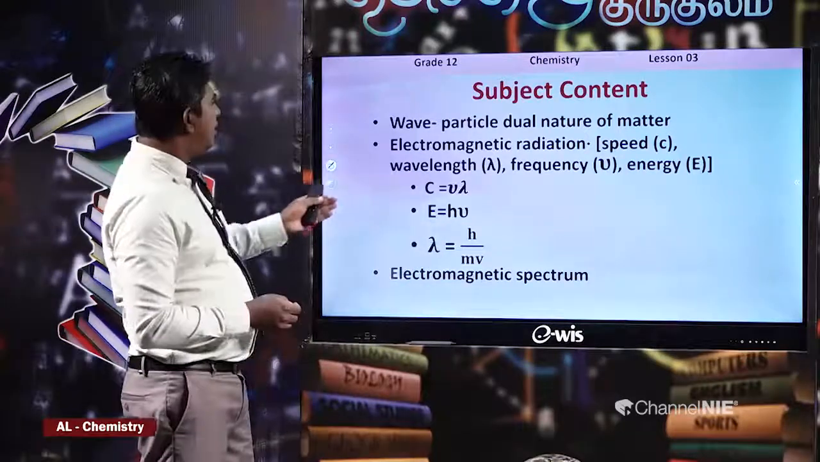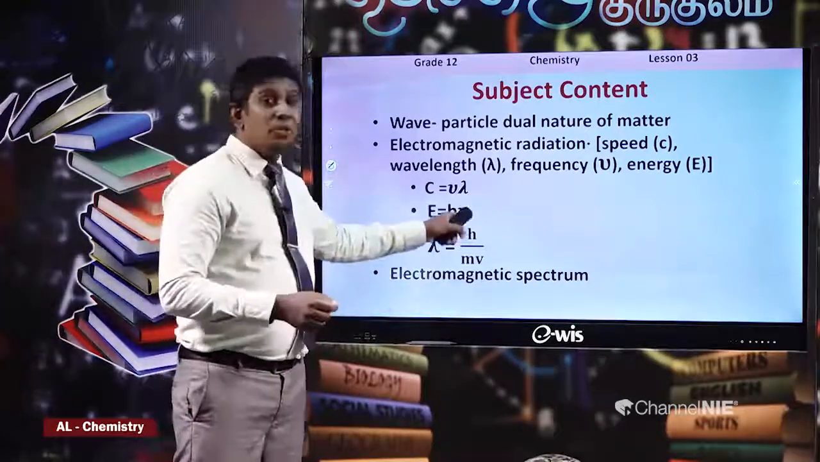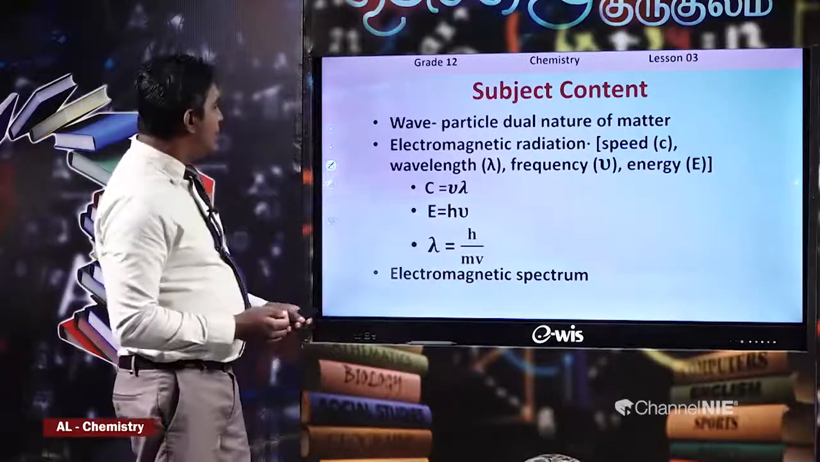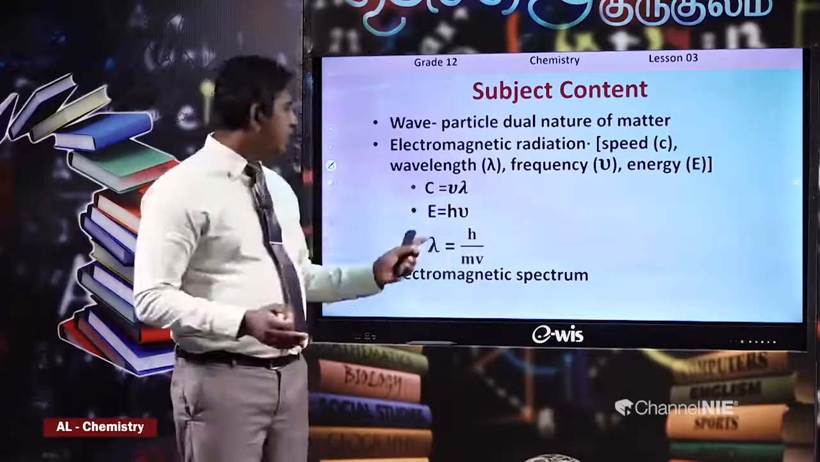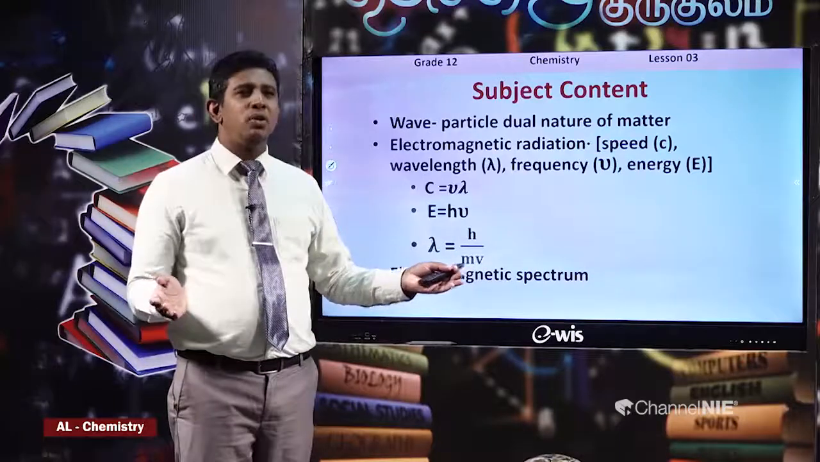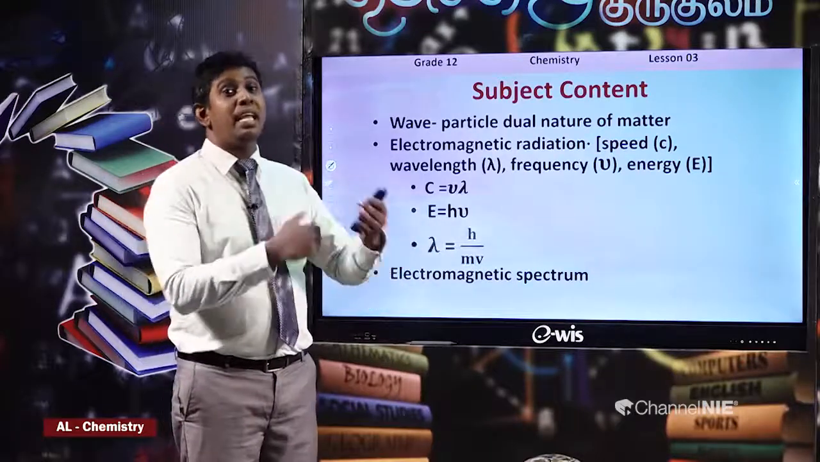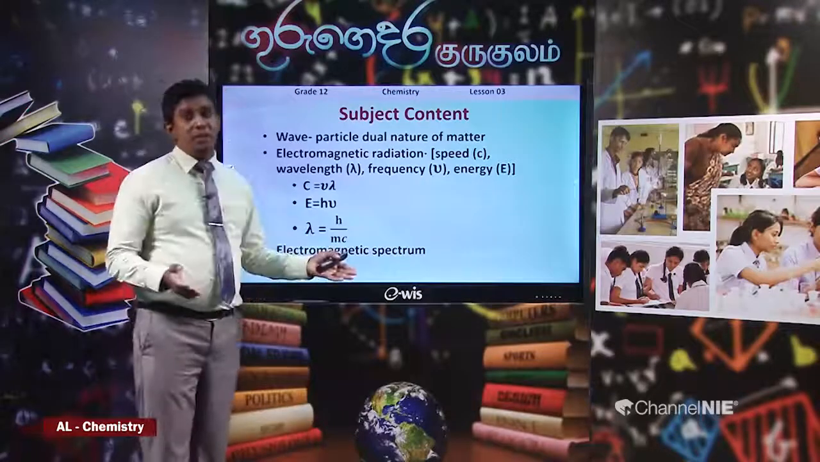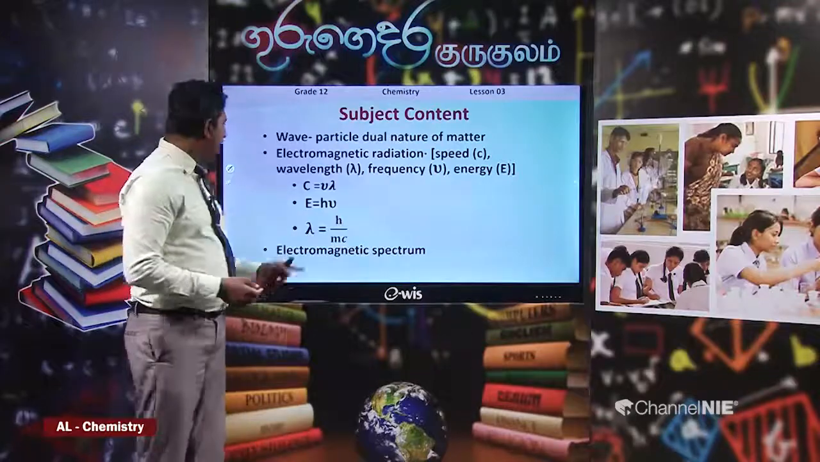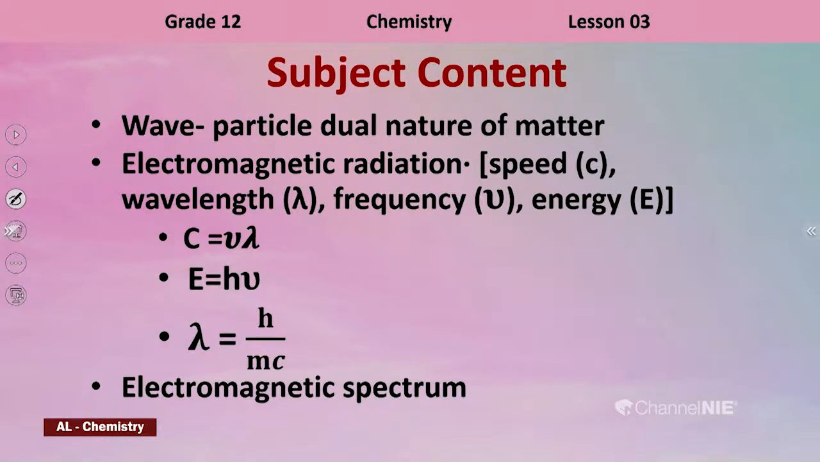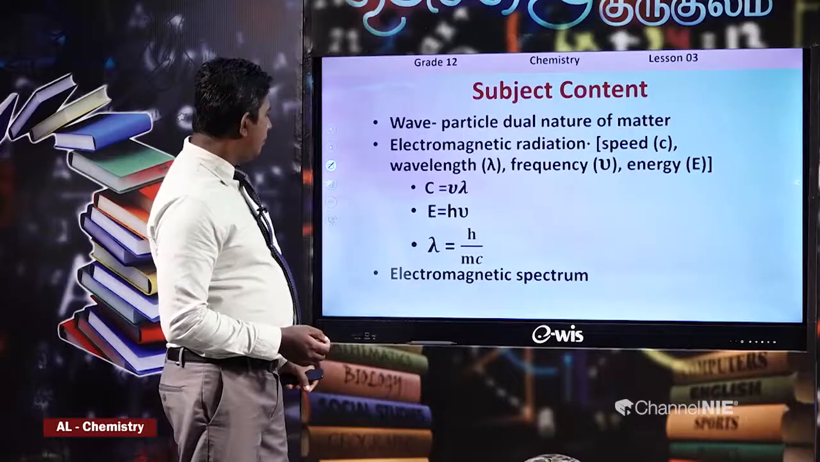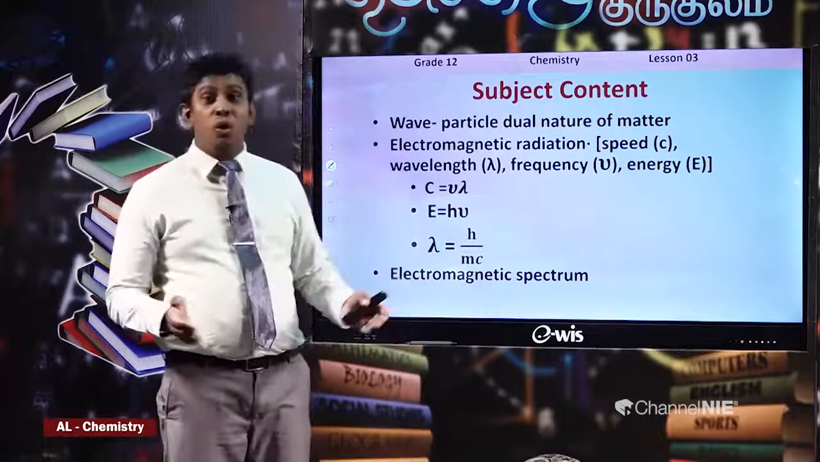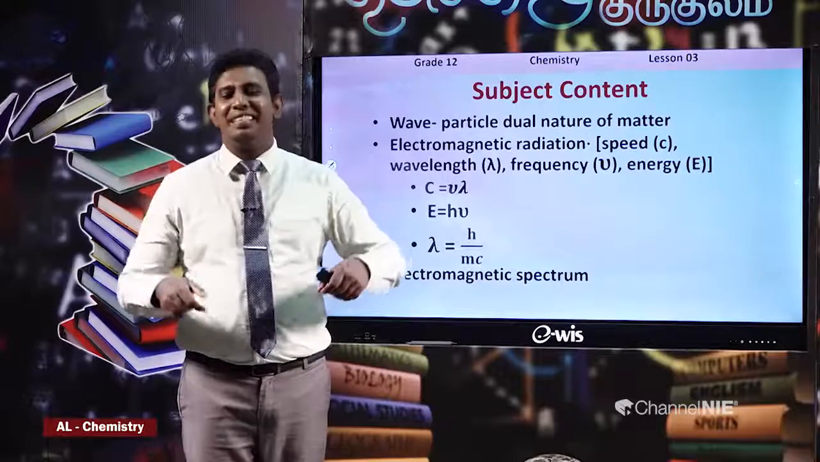So it's c equals nu lambda. Nu stands for frequency. And it's E equals h nu. Again, we are going to call it Max Planck's energy equation. And we are going to find out this equation as well. We are going to derive that. Students, lambda equals h divided by mc, where mc stands for the momentum. Then the electromagnetic spectrum also we would have under this lesson.